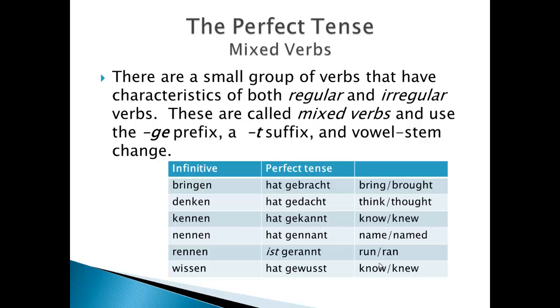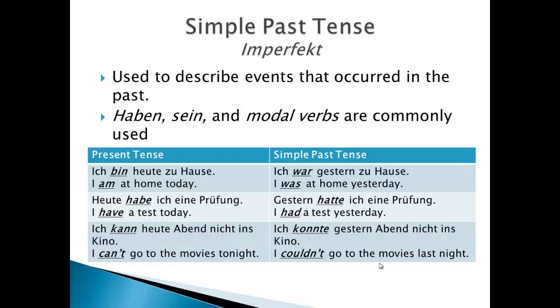The last bit is the simple past. You've been exposed to some of these already, but this is just for review. You'll need to know the simple past forms of haben and sein. Most commonly used for the simple past are the verbs haben and sein, and also the modal verbs. We don't need to know the modal verbs right now.